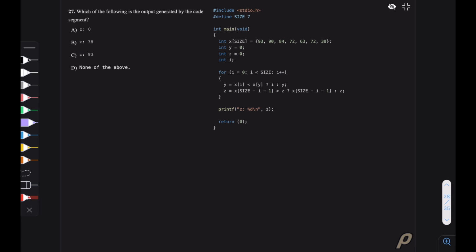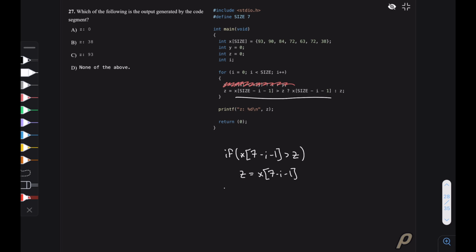So question number 27, we're looking at the same code segment, but now we're interested in z. So this time we can ignore that y statement there. So what are we doing now? If we write this ternary operator as an if statement to better see. So size, so that would just be 7 minus I minus 1. If that is greater than z, then we set z equal to x at 7 minus I minus 1.